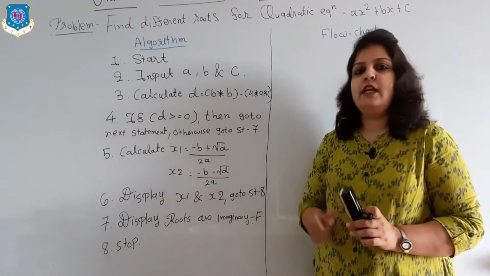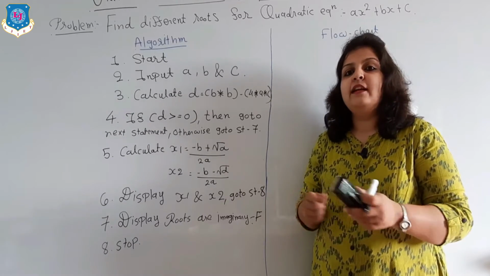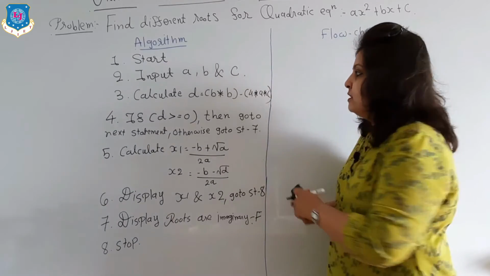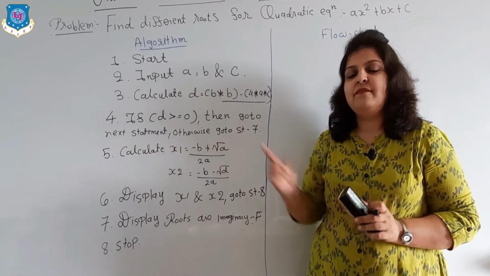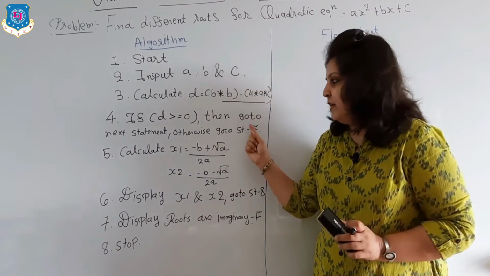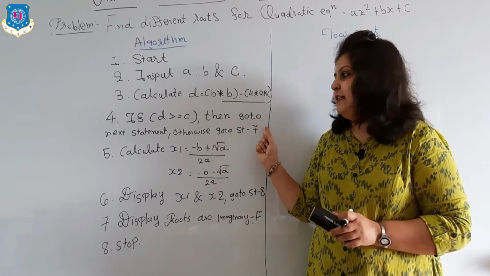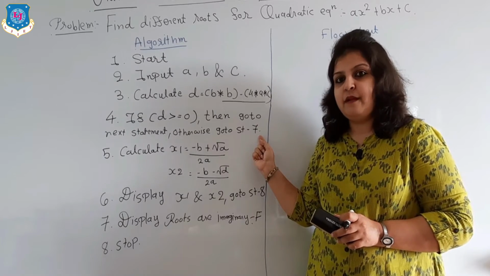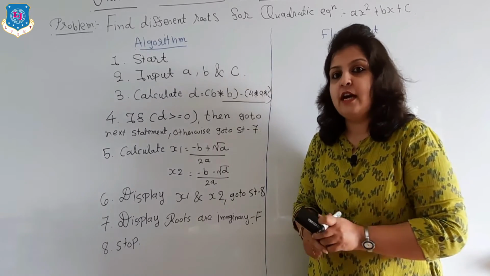In this way we can write the algorithm, and it is a combination of simple and conditional problems. Why? Because these steps represent a simple problem where we just have to calculate, but these steps represent a condition, that's why it is also called a conditional problem. Now let's see how we can draw the flow chart.